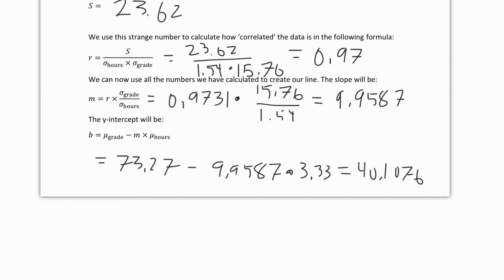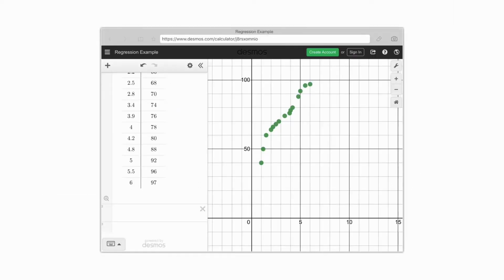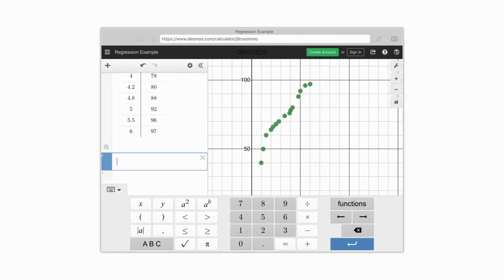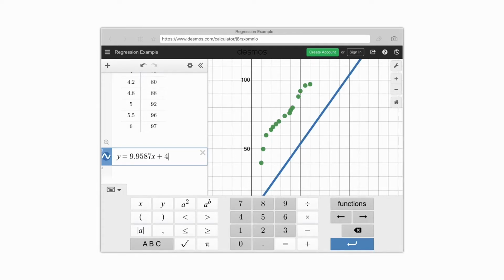So here we have some numbers, and let's try to do this on Desmos. Let's plot the data and see what this all means, what this all looks like. So here we can see Desmos, and we have our data plotted there. We're going to type in our equation. So y equals M, which we found was 9.9587, x, plus B was 40.1076.